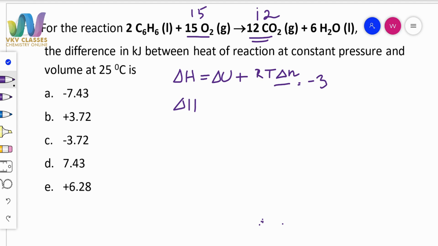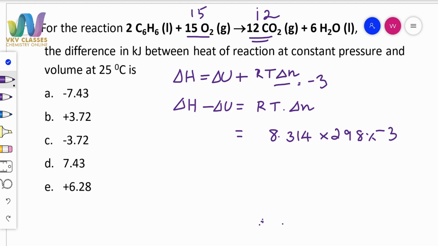So the difference, delta H minus delta U, will be equal to RT into delta N. So this will be equal to R, which is 8.314 joules, into temperature, given as 25 degrees Celsius, that is 298, into minus 3. Here the answer is in joules, but you are asked to find the answer in kilojoules. So you divide by 1000. We will get the answer A, minus 7.43 kilojoules.